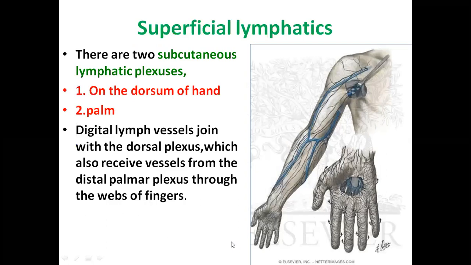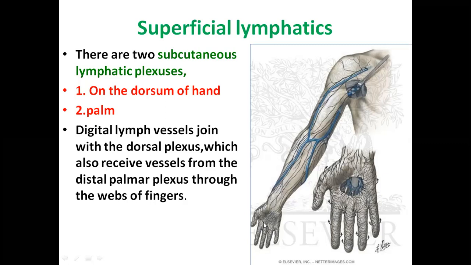The superficial lymphatics form two subcutaneous lymphatic plexuses. One is seen on the dorsum of the hand and the other is seen in the palm. The dorsal digital lymph vessels and palmar digital lymph vessels form the plexuses. The dorsal plexus receives vessels from the palmar plexus through the webs of the fingers. That means from the palmar area, the lymph is now moving to the dorsal area.